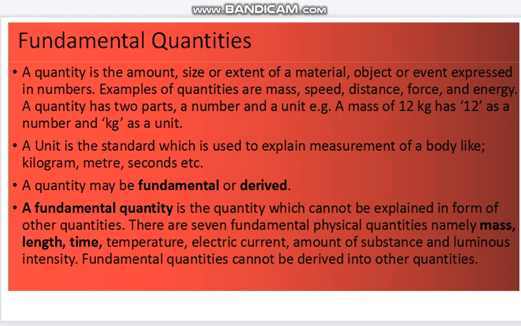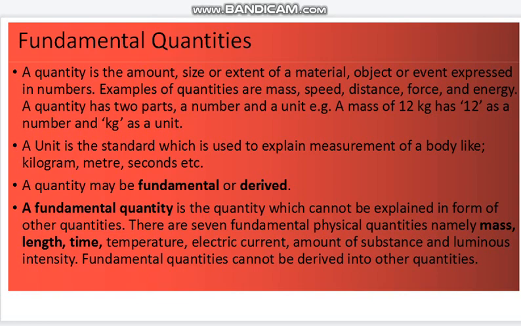The main 3 basic ones that I've bolded are mass, length, and time. Their units, for example: mass in kilogram, length in meter, time in seconds, temperature in Kelvin, electric current in ampere, the amount of substance in mole, and the luminous intensity in candela. So these are the 7 fundamental quantities.